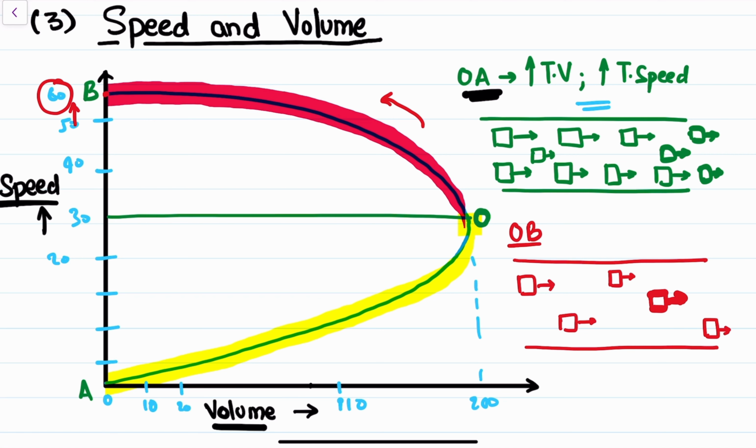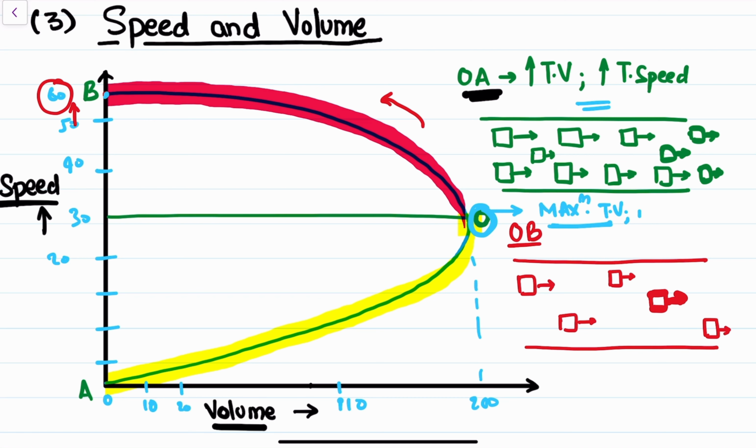All right. So this point O is what you can say is the optimum point at which you will get maximum traffic volume and at a decent design speed, right? This is the point that is giving you the maximum traffic volume at a decent design speed, right?